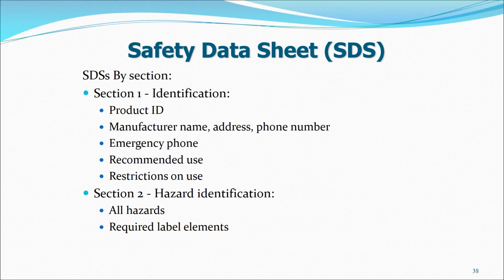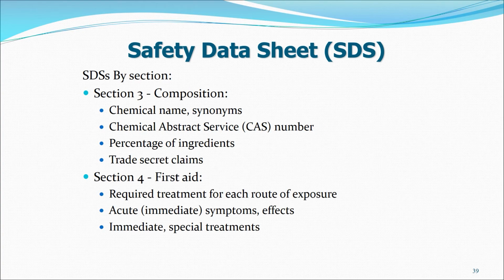SDSs must contain the following sections in the order listed. Section 1, Identification, includes the product identifier, manufacturer or distributor name, address, and phone number, emergency phone number, recommended use, and restrictions on use. Section 2, Hazards identification, includes the hazard classification and the required label elements. Section 3, Composition or information on ingredients, includes the chemical name, common name, and synonyms, Chemical Abstract Service, or CAS number, percentages of ingredients and mixtures, and trade secret claims.